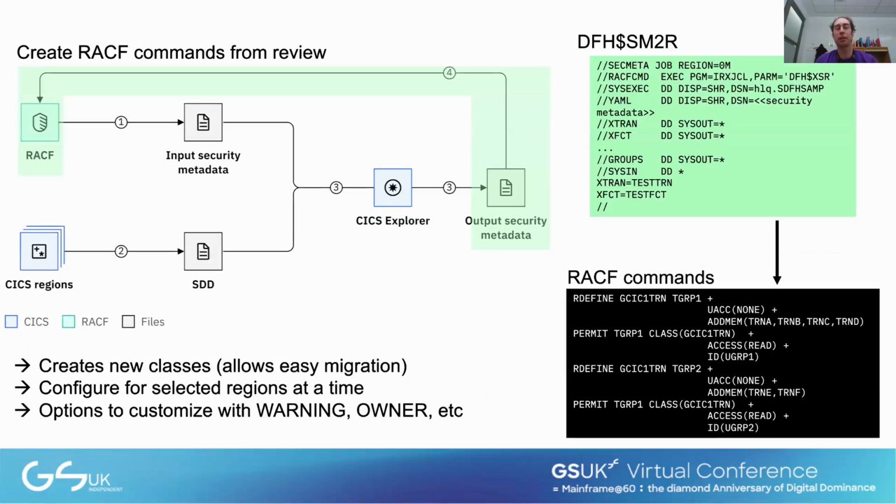And once you've manipulated the data in Explorer, then we can export that and use another batch job, DFH$SM2R, so security metadata to RACF, and that will take the security metadata version of what you had in Explorer and create a new set of definitions to go into RACF.